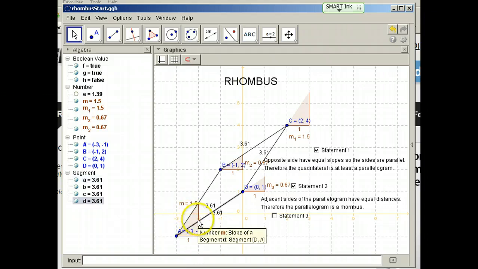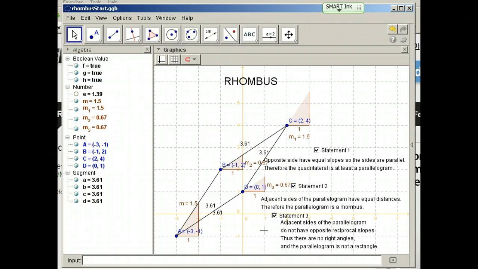Therefore, these sides are not perpendicular, and thus this cannot be a rectangle. So again, the adjacent sides of the parallelogram do not have opposite reciprocal slopes. Thus, there are no right angles, and the parallelogram is not a rectangle. It's a rhombus. That concludes our screencast.